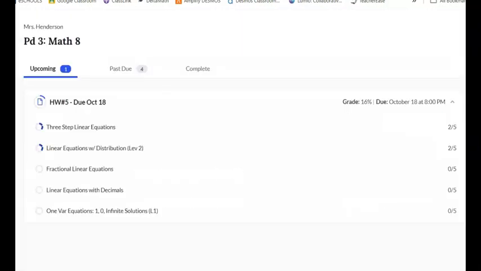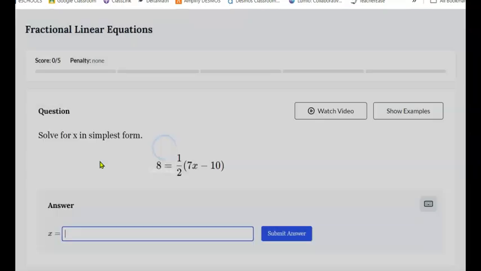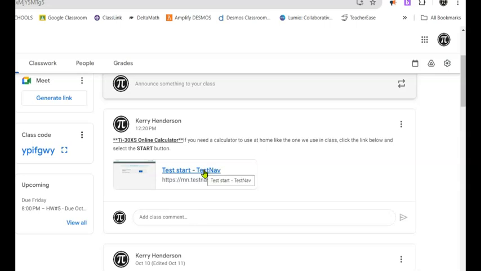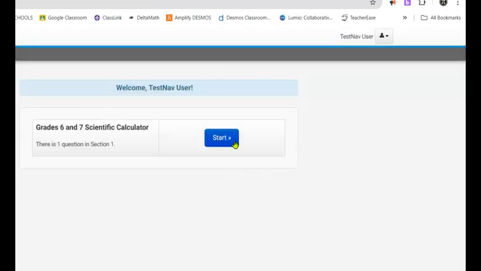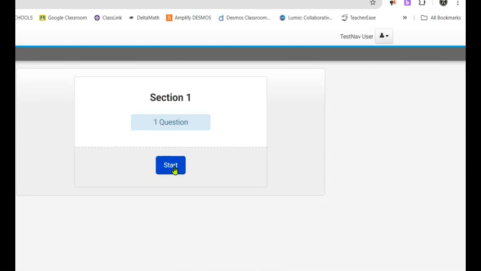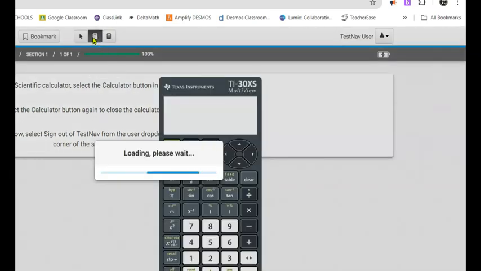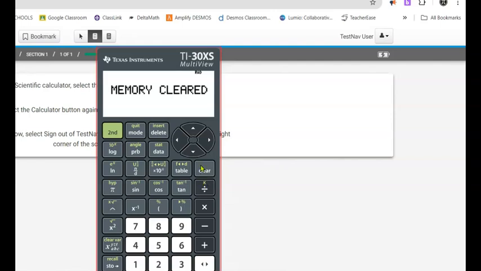Let's take a look at the next topic, fractional linear equations. If you need a calculator to help you compute with fractions, you can use the online Desmos Scientific Calculator, or you can use the link that's posted in the Google Classroom stream by clicking the Start button. And then the calculator will appear up here in the middle, the TI 30XS. And it will have that fraction button that you're used to.